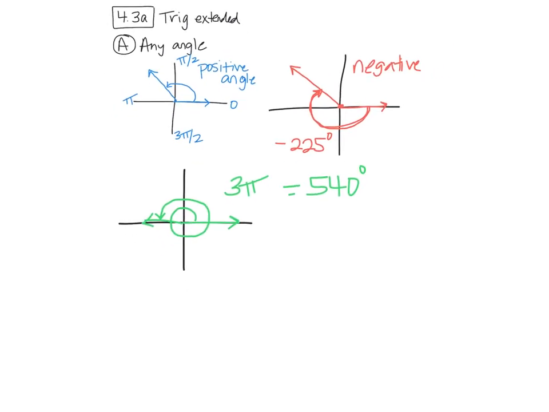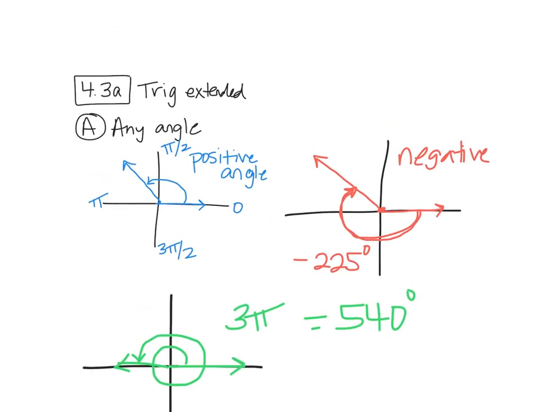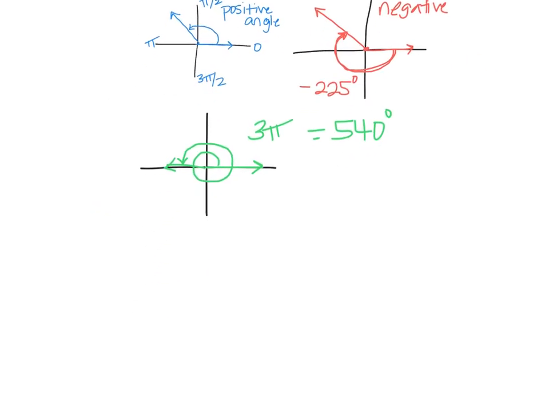Now, as you notice, these two angles that I drew up here, one went positive and one went negative, and they kind of ended up in the same place. Those are special angles of each other. Those are called coterminal angles.